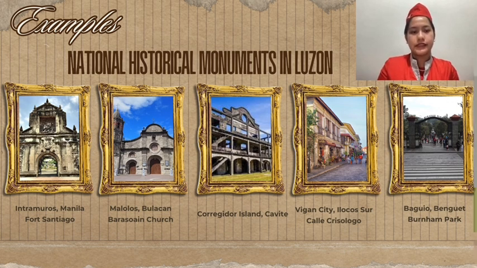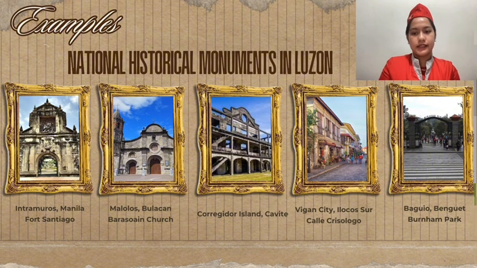Number 4 is Vigan, Ilocos Sur. The well-preserved Spanish colonial town is a UNESCO World Heritage Site and it features cobblestone streets, ancestral houses, and a historic church, making it a popular tourist destination.